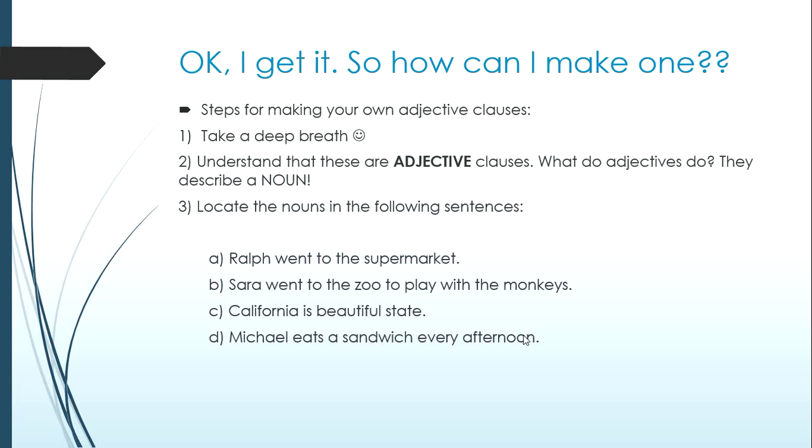Okay, so now how can you make an adjective clause? First rule is take a deep breath. And second thing is you must remember that these are called adjective clauses. Remember what adjectives do? They describe a noun. So take a look at these following sentences and try to locate the nouns in each one. Ralph went to the supermarket. Sarah went to the zoo to play with the monkeys. California is a beautiful state. Michael eats a sandwich every afternoon.